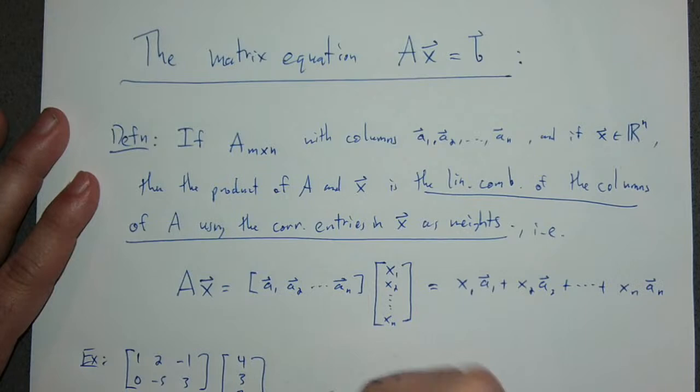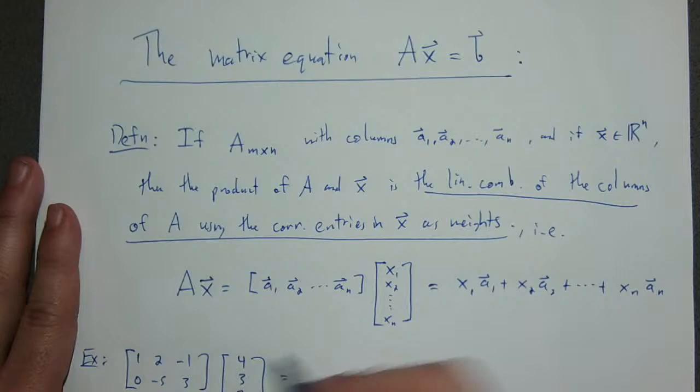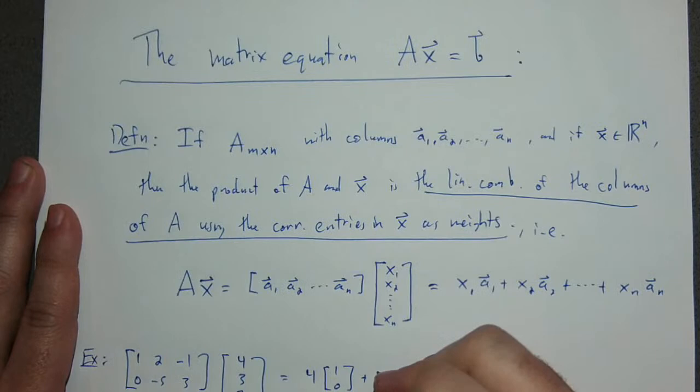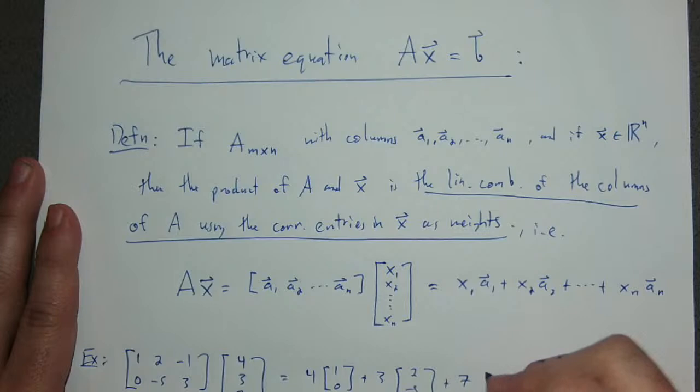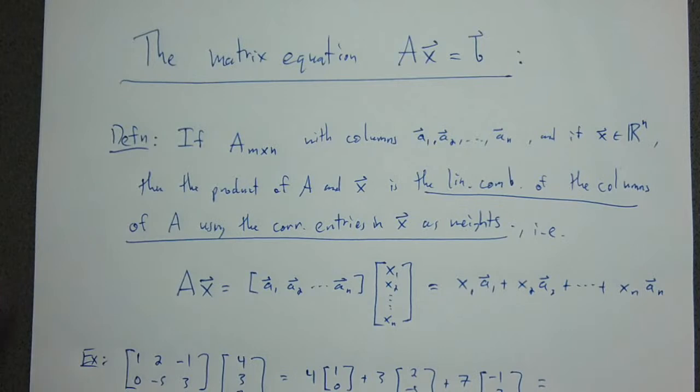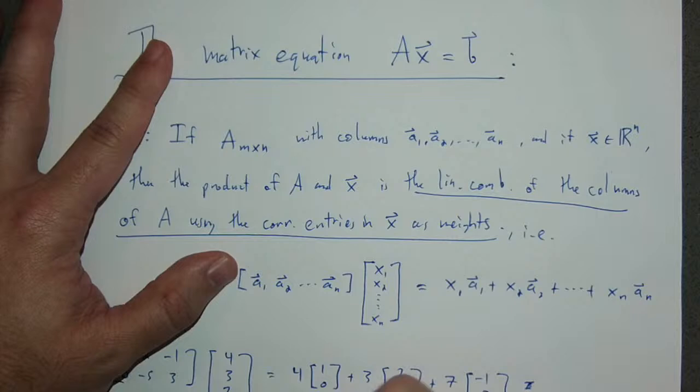Okay, so then how do I do this? An easy way of thinking about this is going to be 4 times the vector 1, 0, plus 3 times the vector 2, minus 5, plus 7 times the vector minus 1, 3. So then these three vectors are, I'll write it here, 4, 0, plus 6, minus 30, plus minus 7, 21.